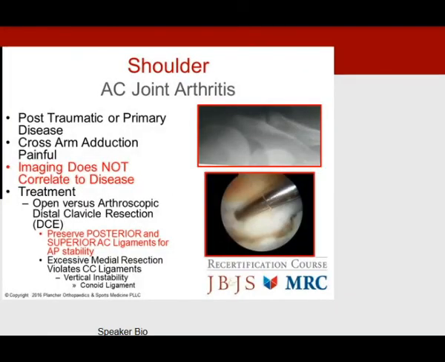Sometimes in AC joint arthritis, imaging does not correlate with disease, so be cautious. But if you are going to treat, be careful, whether open or arthroscopic, in doing a distal clavicle resection to preserve the posterior and superior AC ligaments so that we don't get excessive medial resection that violates the CC ligaments and ends up with vertical instability.